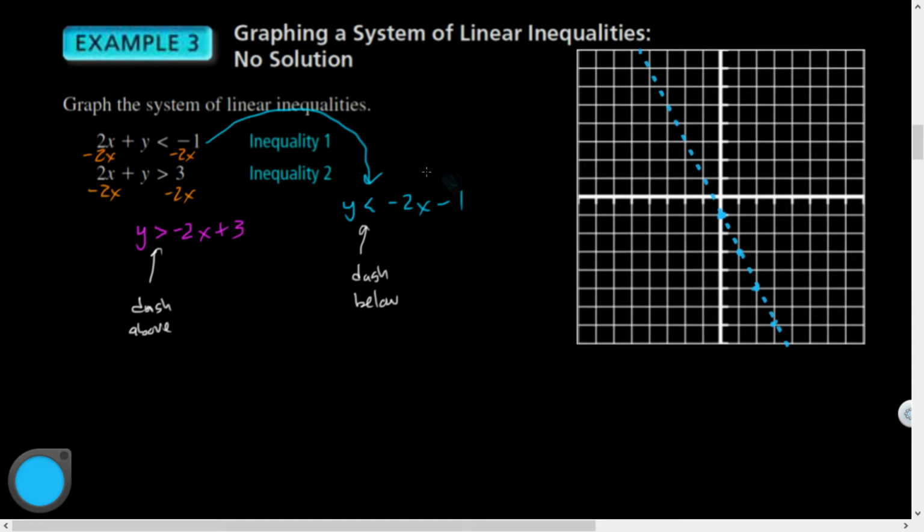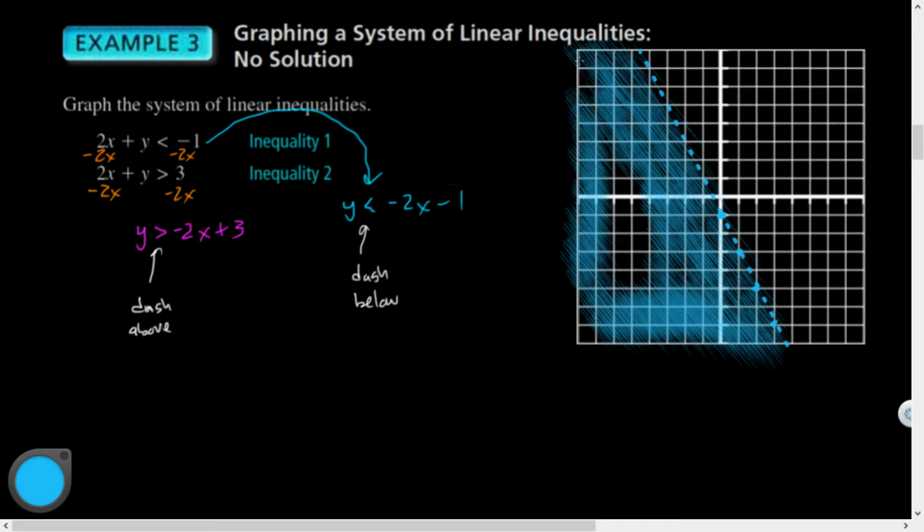Let's see, yeah, this was the blue line, so I'm shading below. All right, so shading below the line. Look at the blue, blue sky. All right, there we go.